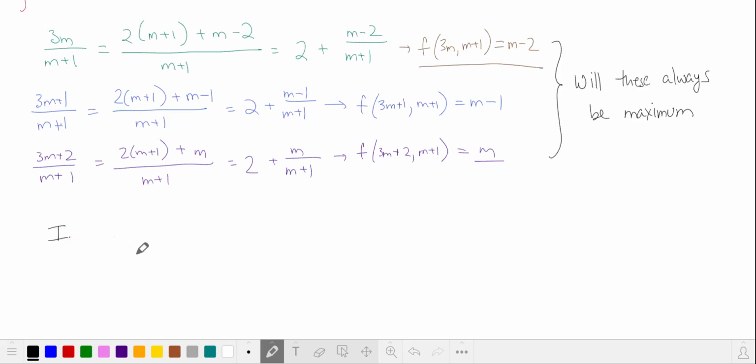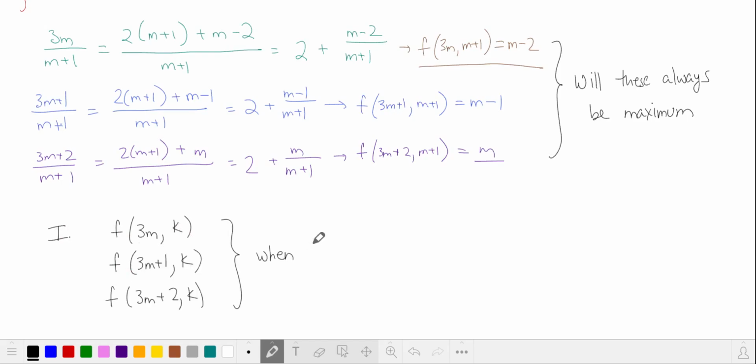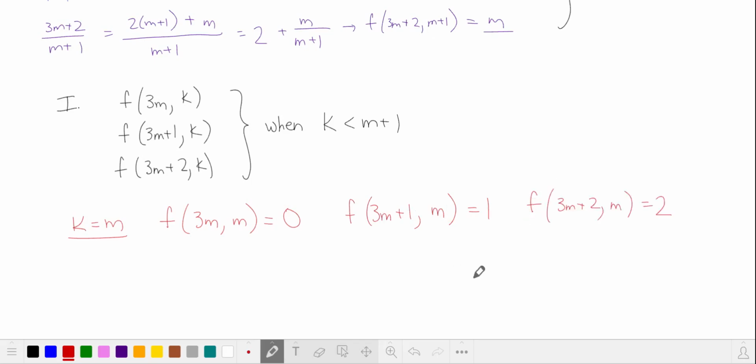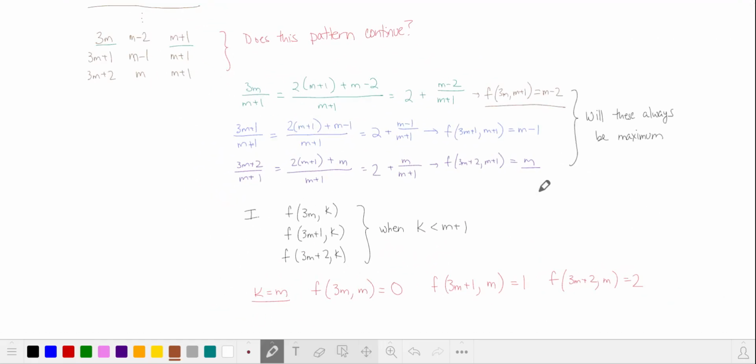So first of all, we'll find f of these 3 numbers when divided by a number k, when k is some number that's less than m plus 1. Let's try k is equal to m. So f of 3m and m means we're going to find the remainder here, which is 0. Adding 1 to get 3m plus 1 and dividing by m gives us a remainder of 1. That's 0, 1, and 2. And our values of n are such that m is greater than or equal to 7. So these numbers are always going to be less than m minus 2, m minus 1, and m.